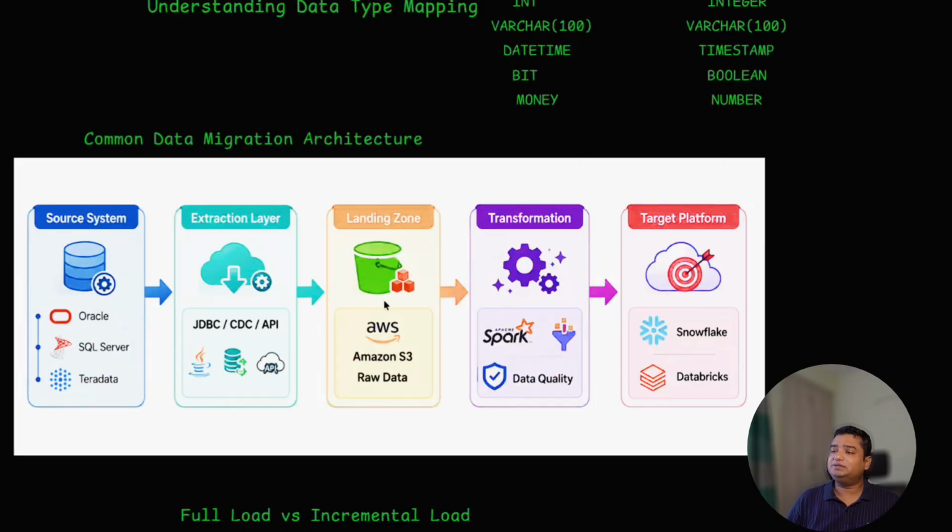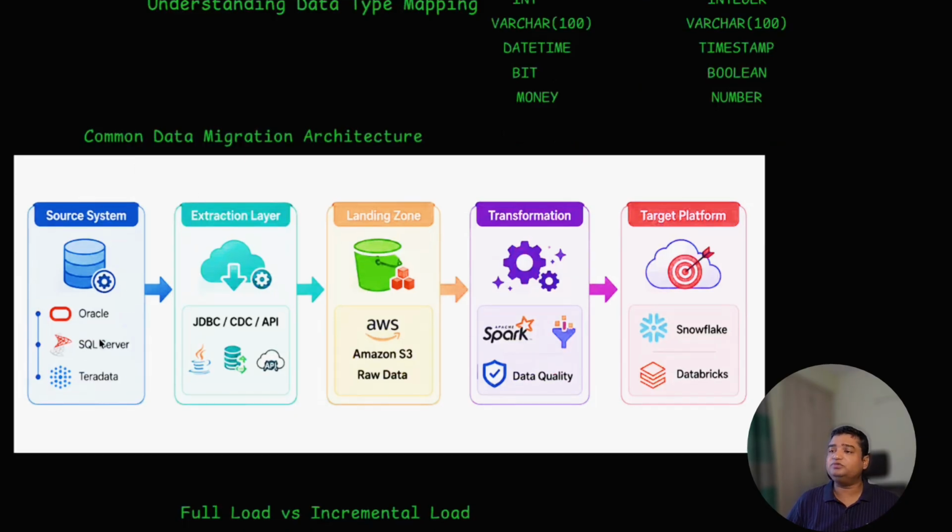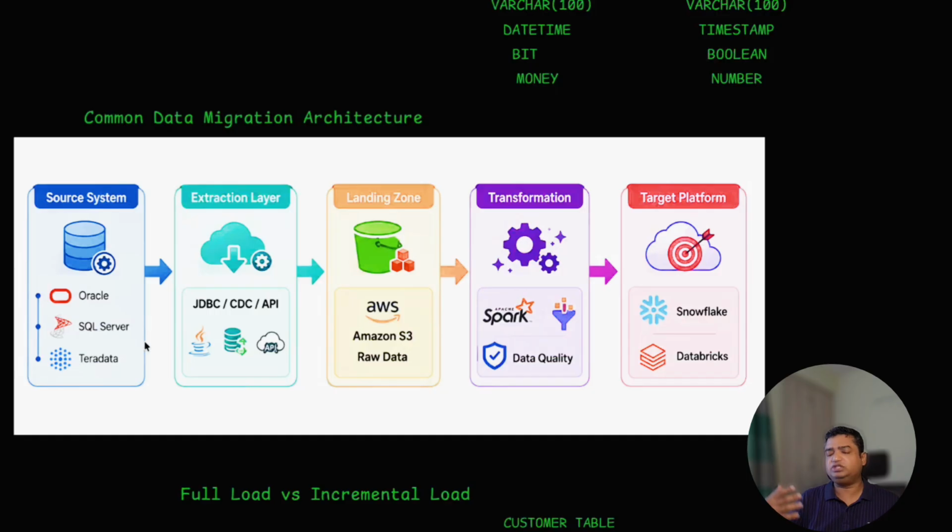Now, this is a common data migration architecture in which I have a source system. This is a common migration pattern which a data engineer follows. There will be little changes on this, but the whole theme remains the same. In the source system, I have Oracle, SQL Server, Teradata, maybe any one of the source database systems, or there can be multiple data systems as a source. You first have to create an extraction layer. You can use either a JDBC connection or any API to extract the data from the source and put it into a landing zone. Your landing zone can be an AWS S3 bucket, or something else like Snowflake.